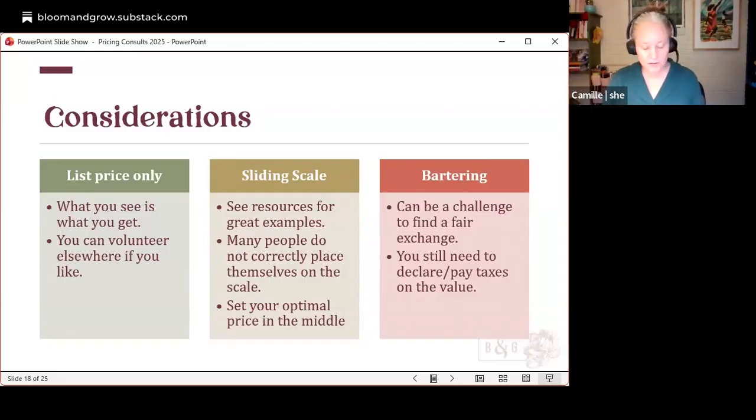I encourage you, if you want to use a sliding scale, to set the price that you would like to be paid in the middle, not at the high end. So if you do all that work before and you find out $200 an hour is your optimal price, or 200 for an initial or whatever, then make your sliding scale 100 or 150 and 200 and 250. Don't put 200 at the top. You want it in the middle.